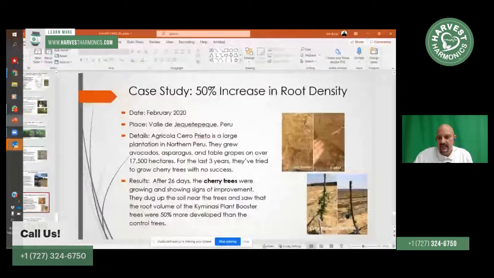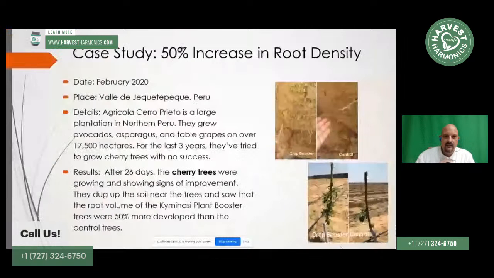So in this particular case, I should actually show this as a slide here. This was an experiment we did a couple of years ago, when the Kimonosis plant booster technology was very, very new. It was one of our first early examples of what we were able to do with cherry trees. Now, the interesting thing about this story is this particular farmer grows a number of different crops. They have a lot of different types of crops.